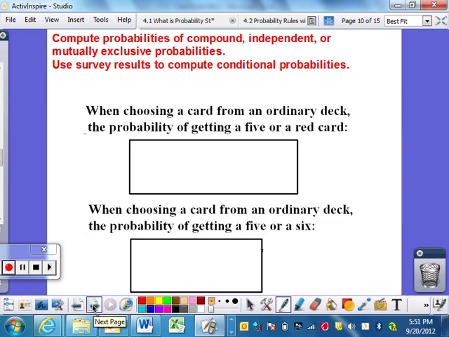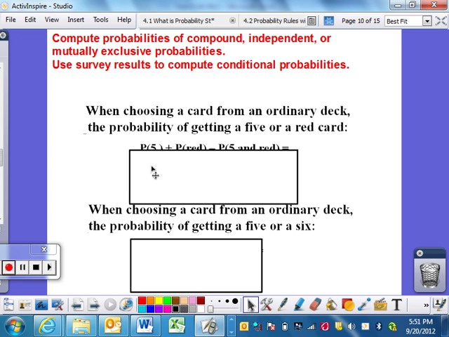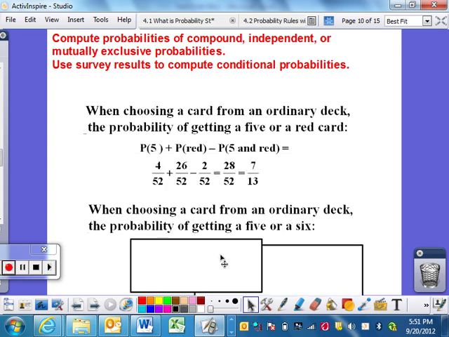When choosing a card from an ordinary deck, what's the probability of getting a 5 or getting a red card? Are these mutually exclusive? That's what you have to ask yourself. No, they're not, because can you get a 5 and a red card? Yes, you can. You can get the 5 of hearts or the 5 of diamonds. So there are options that overlap or happen to both.